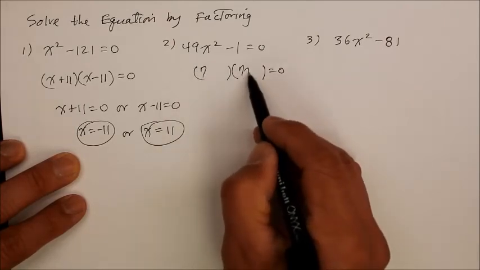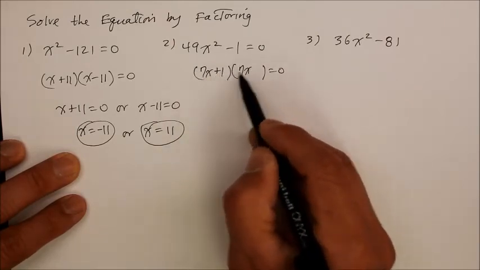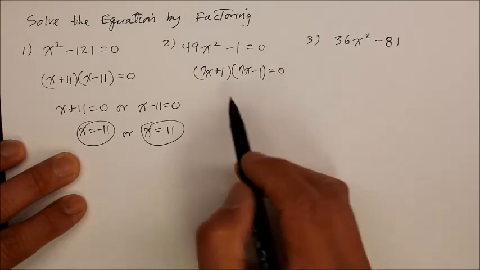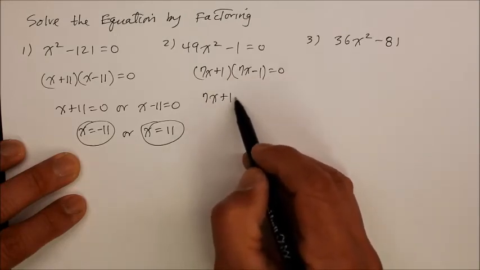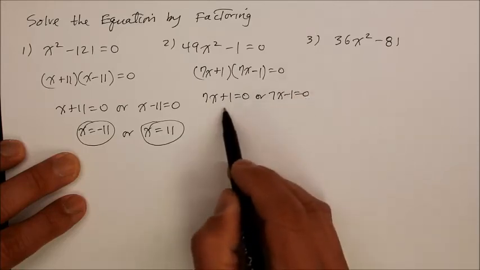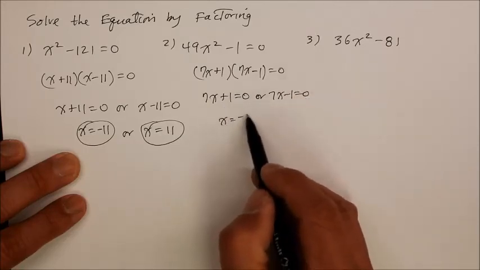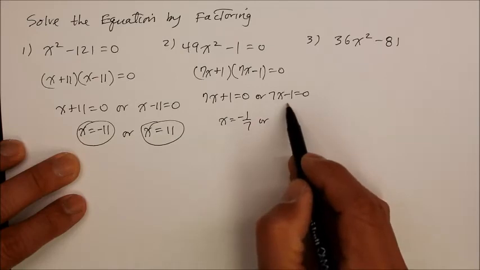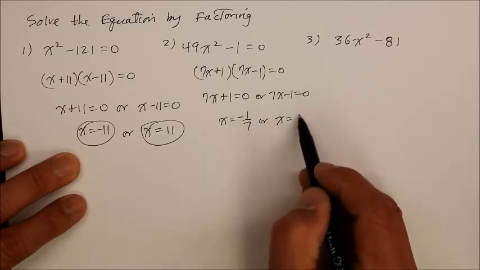And this one? 7 and 7, x and x, plus 1, minus 1. Set each one to 0, zero product property. So when you subtract 1 and divide by 7, x becomes negative 1/7. Or add 1, divide by 7, x becomes 1 over 7.